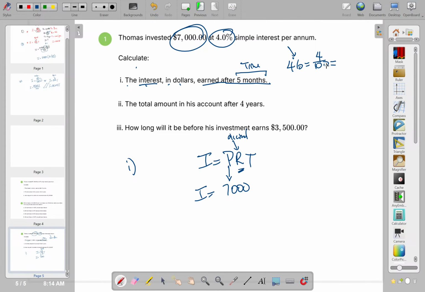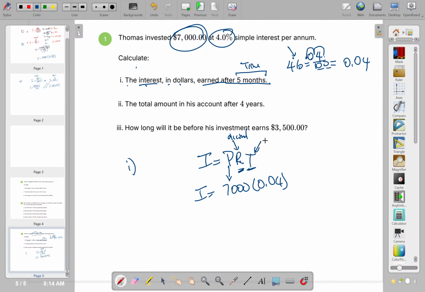Then we can make it into a decimal version. Dividing by 2 zeros, move the decimal place 2 times to the left. 0.04 is going to be the decimal version, right? So instead of using R over 100, I'm just using the decimal version, 0.04.